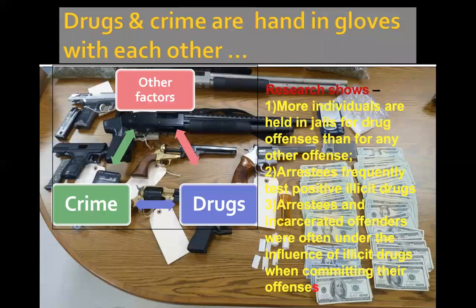Drugs and crime rate have increased. Drugs and crime go hand in glove with each other. If the crime rate has increased, it is because of people taking drugs. Research shows that more individuals are held in jail for drug offenses than for any other offenses. Arrestees frequently test positive for illicit drugs, and incarcerated offenders were often under the influence of illicit drugs when committing their offenses.